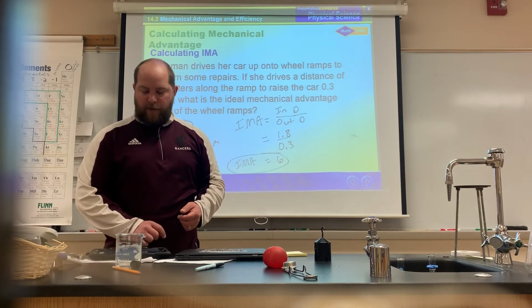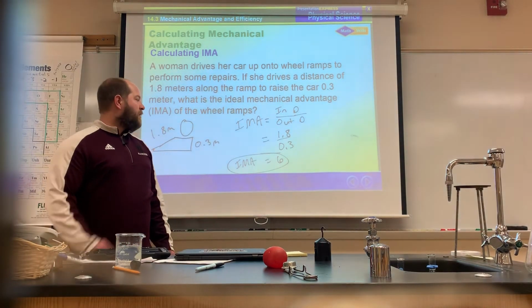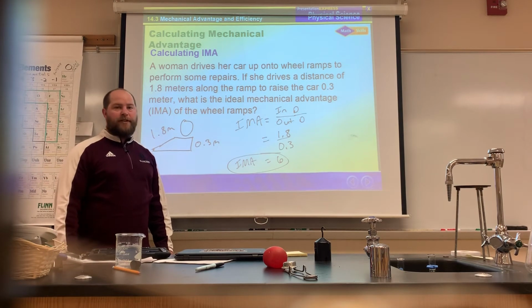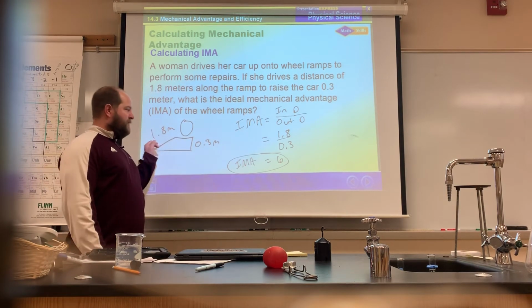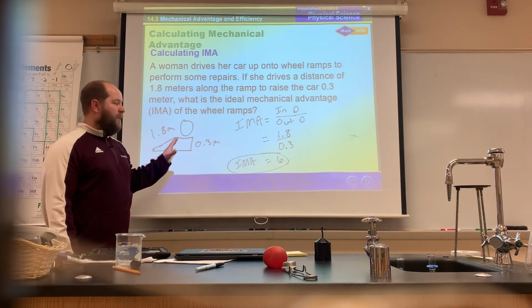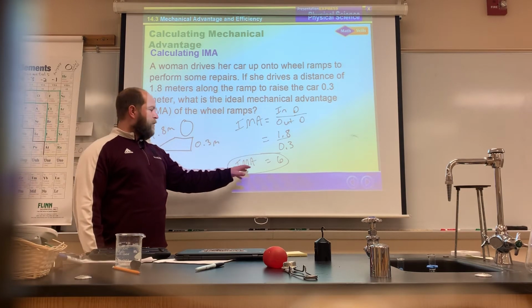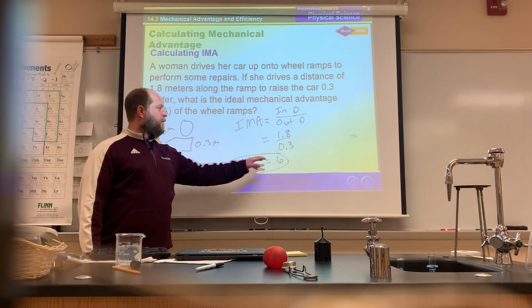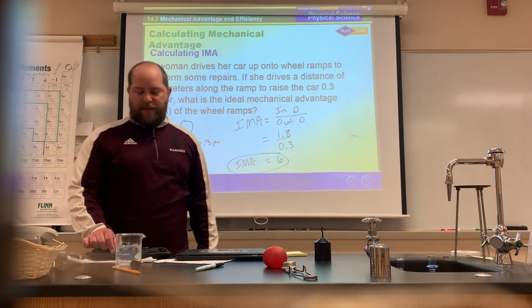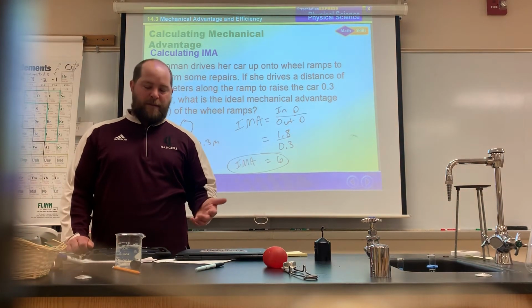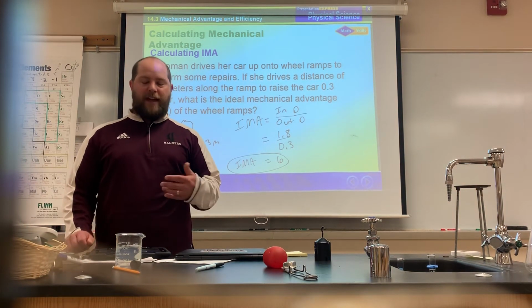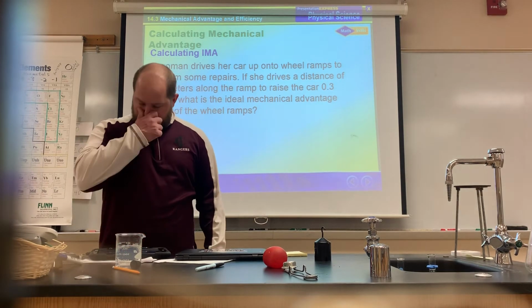The IMA would be 6 for the wheel ramps, which is actually a pretty good mechanical advantage. This is saying we're ignoring friction altogether, right? In a perfect world, the IMA would be 6. And the same thing goes with the AMA: the bigger the number, the better the machine, or the more mechanical advantage we're getting.